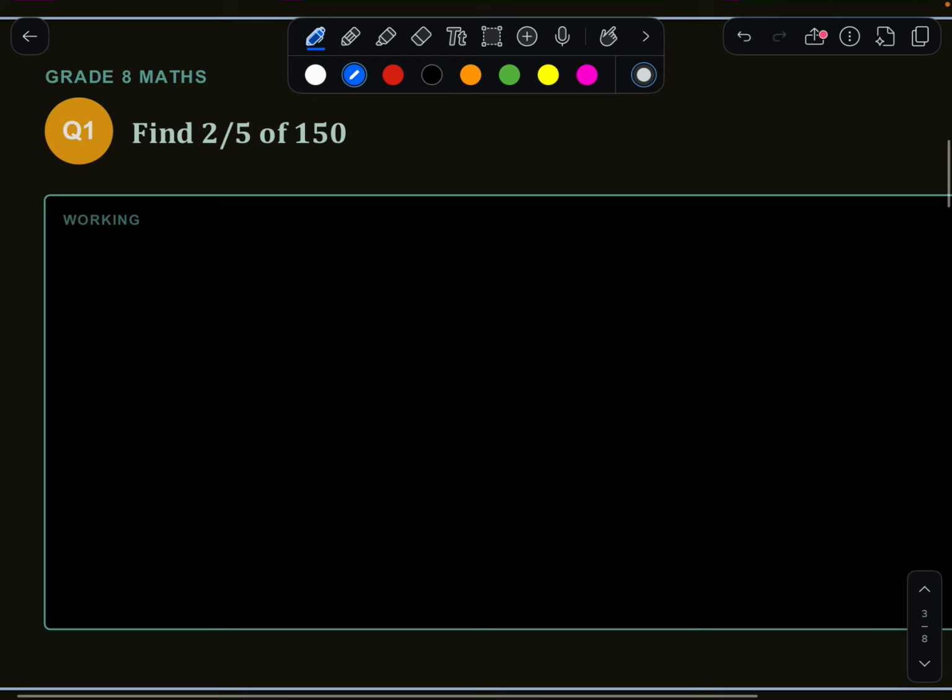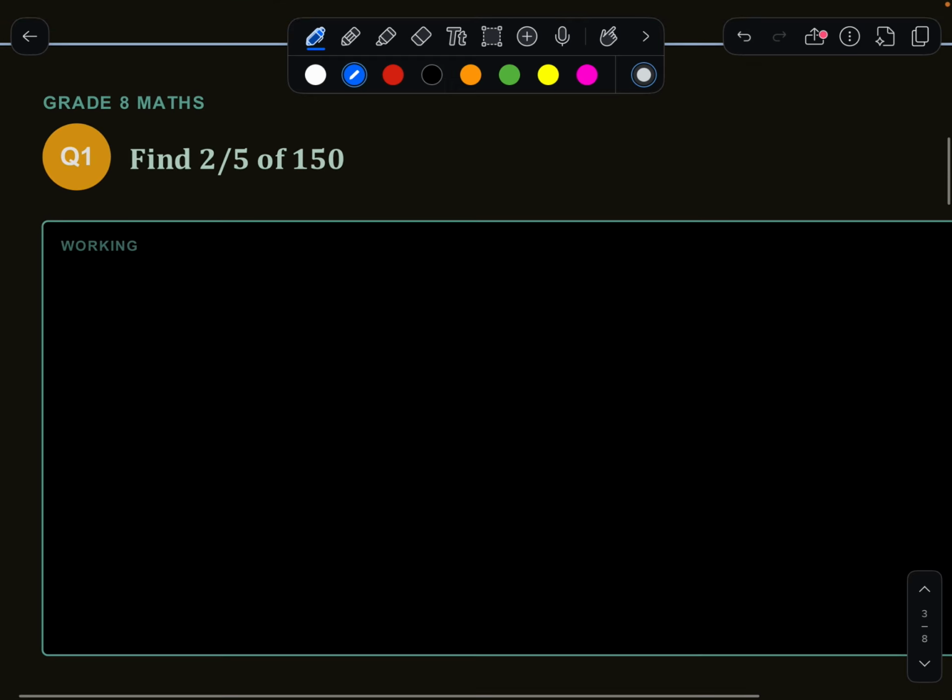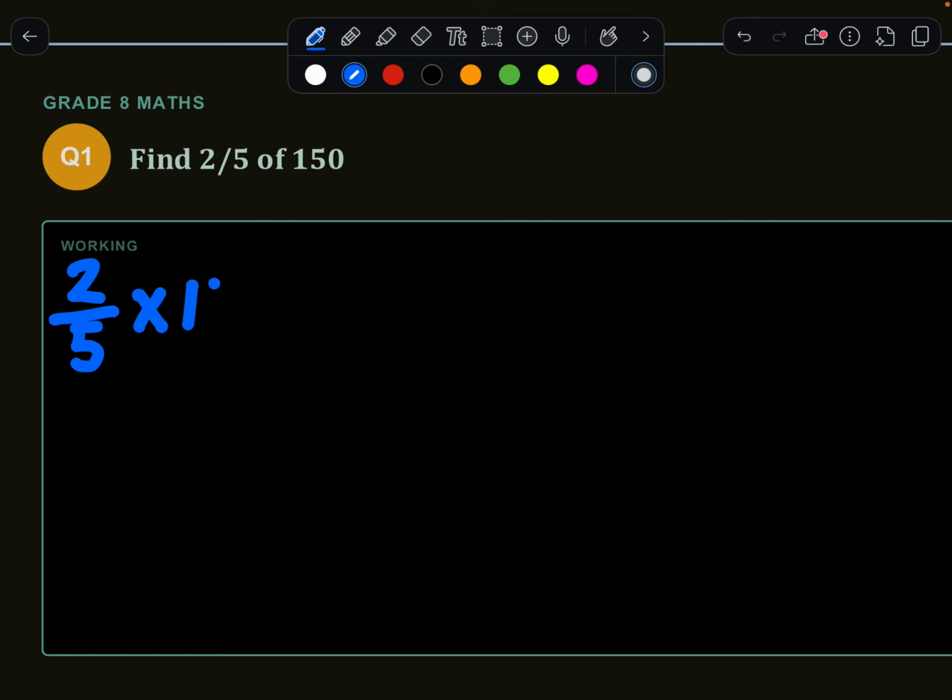Okay, so find 2/5 of 150. We can always just rewrite it as 2/5 times 150. So if it is a calculator paper, that's really easy to put into your calculator then, if we have a scientific calculator. If you do not, then you need to remember this method.